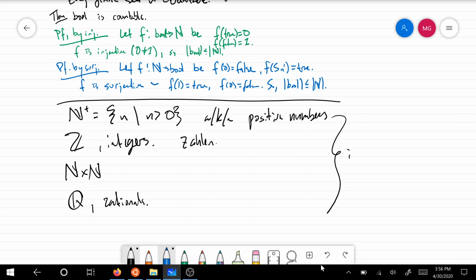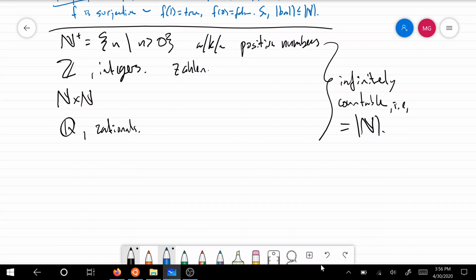All of these sets are infinitely countable, just as a spoiler alert, i.e., have the same cardinality as the naturals. That might not be so surprising for the positives. I mean, you're missing one, so that's weird. Maybe surprising for the integers, and probably very surprising for these two, the pairs of naturals and the rationals.